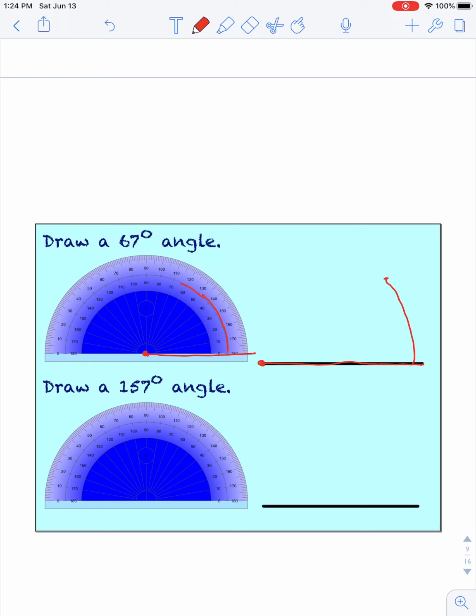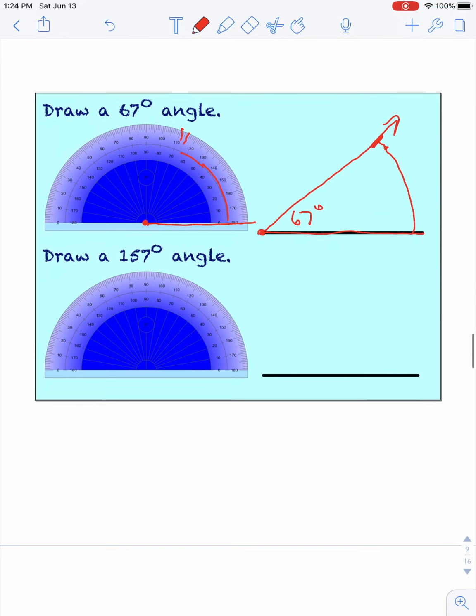And it looks like here is 60, here is 70, here's 65. So 67 would be about right here. Then I would make that mark on my paper, and then I would use a straight edge to draw in that straight line. And I think I might be a little shy of this 67 degree angle without actually being able to slide the protractor over, but that's how you do that skill. And the same thing for a 57 degree angle.